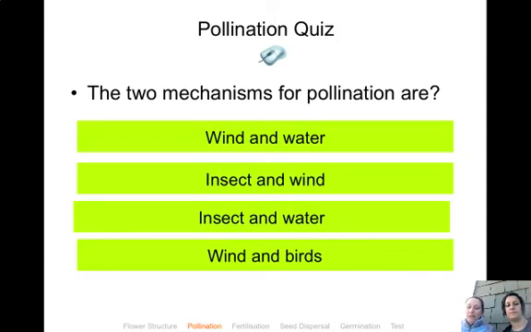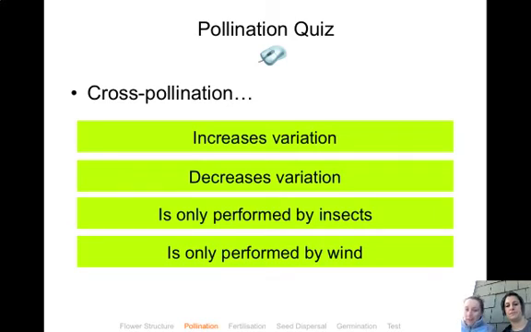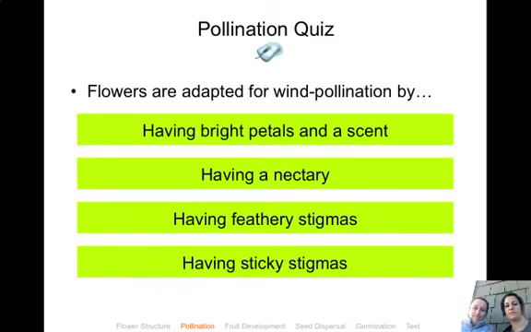Okay, there's two mechanisms for pollination. What are they? Insect and wind. Cross-pollination does what? It increases the variation. Remember, self-pollination would decrease variation. Flowers are adapted for wind pollination by what? They have feathery stigmas.